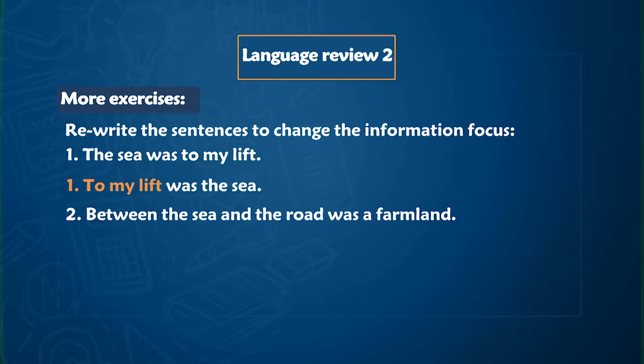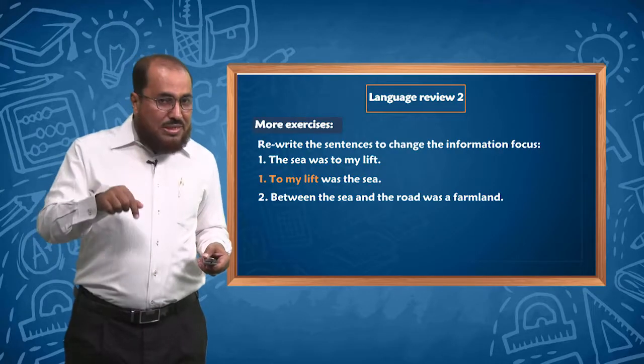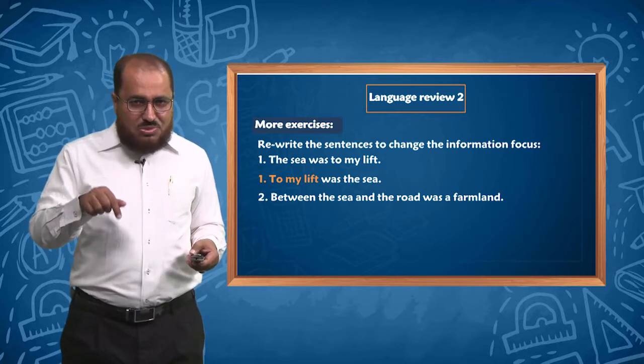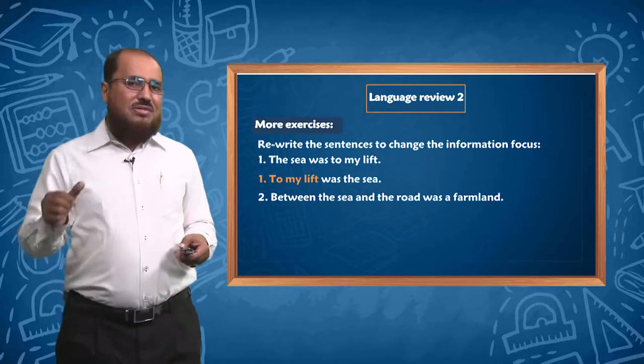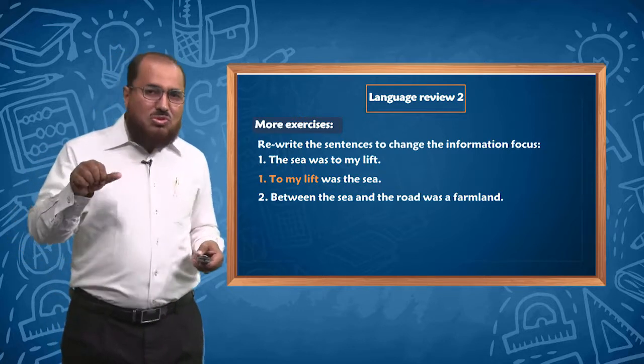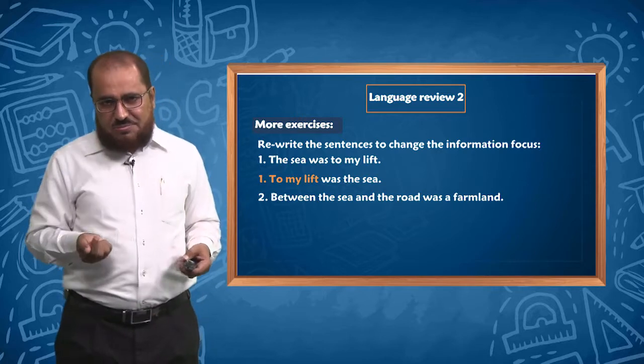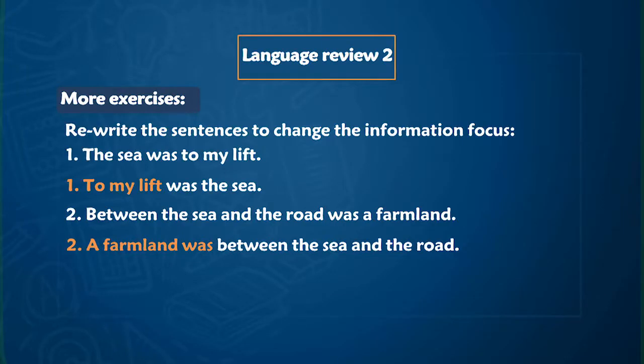Between the sea and the road was a farmland. I confirm here that it is between, not the other side. Between is an adverbial phrase. What about you? How can you change the focus of this sentence, and what do you want to confirm rather than what I confirmed before? Okay? A farmland was between the sea and the road. It is a farmland, not a school or a lake or something else.